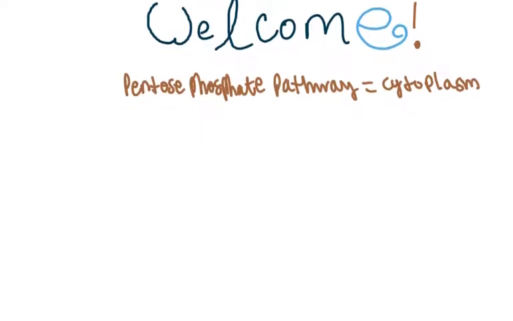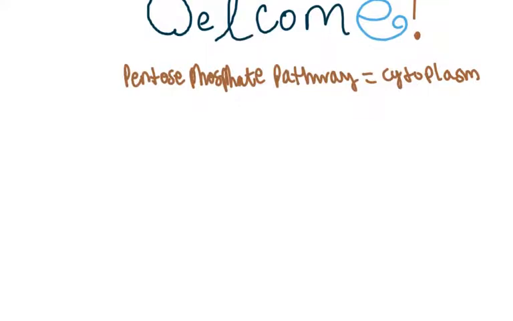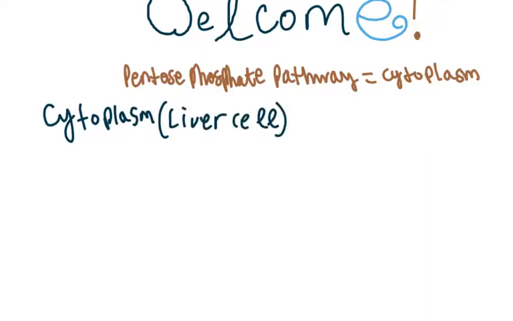So if we look at how the pentose phosphate pathway starts, take our liver cell, for example. Remember glycolysis, guys? This is the cytoplasm of our liver cell. In glycolysis, we broke down glucose into three carbon structures, two pyruvates. We went from glucose to glucose 6-phosphate.